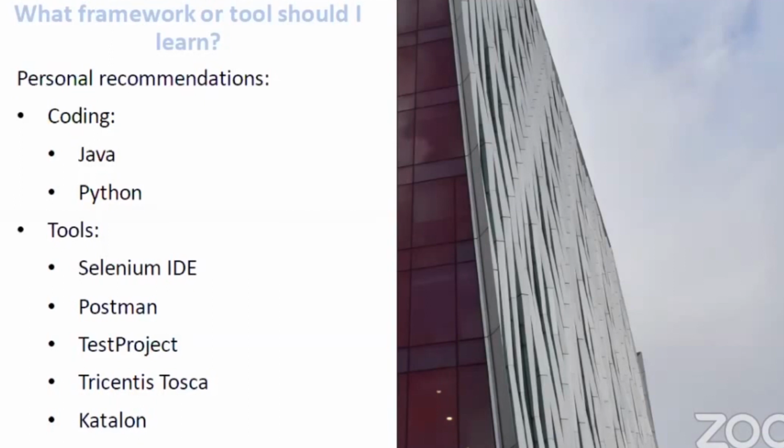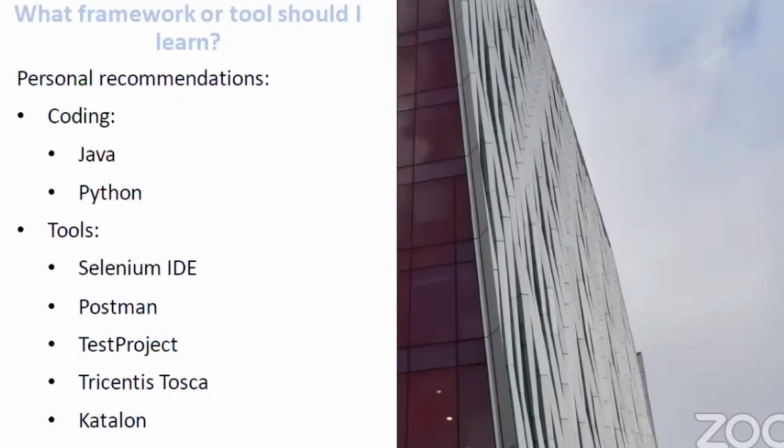This means you have a lot of support, a lot of information, documentation, examples, and a lot of people who can help you in case you want to get started with automation. There is quite a community of people who know Java and people who know Python.